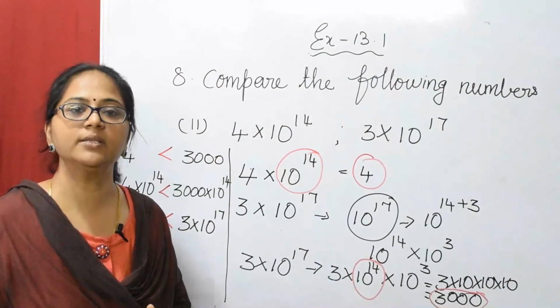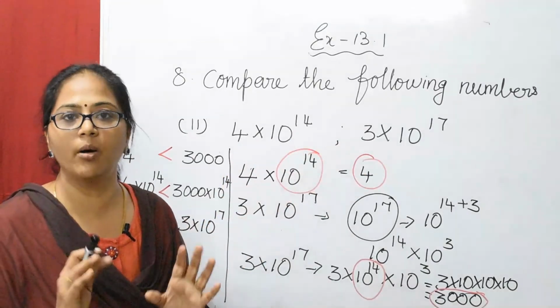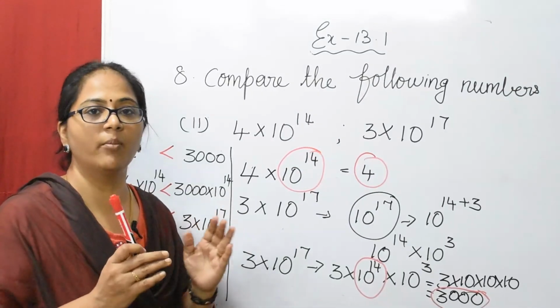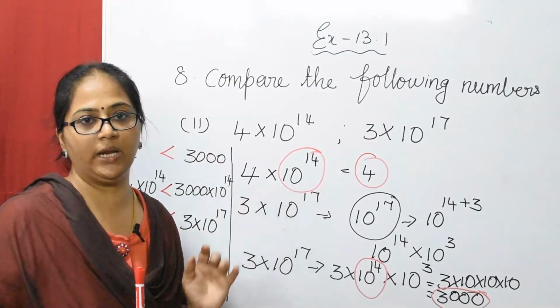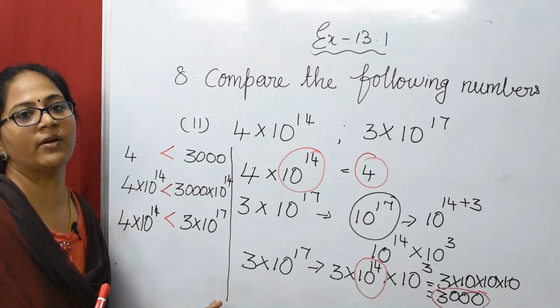As I told you, students, it is easy for us to compare when we bring both the numbers to a common term. Okay. So we have brought both the numbers to a common term, 10 to the power of 14. Okay. And then we started comparing. That's how we have to do this sum.